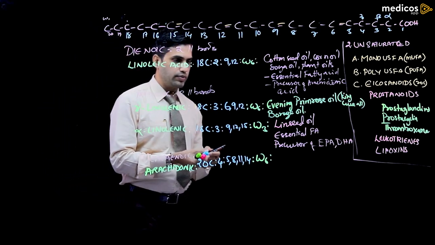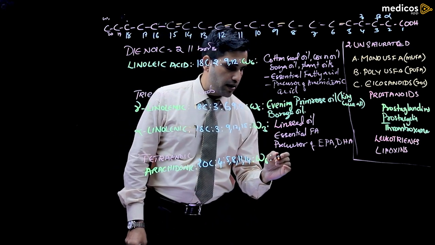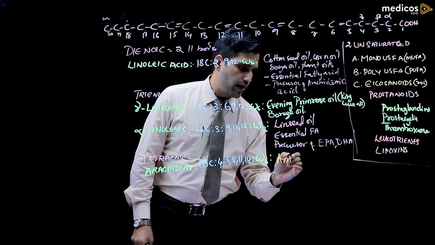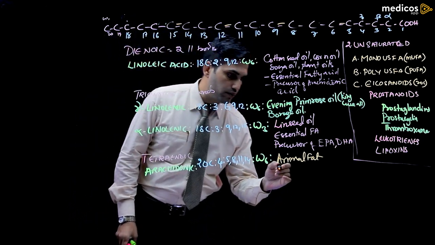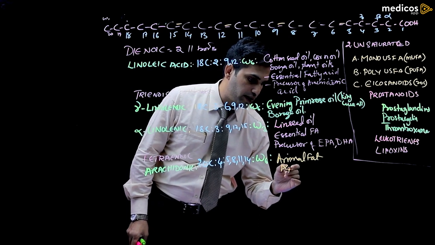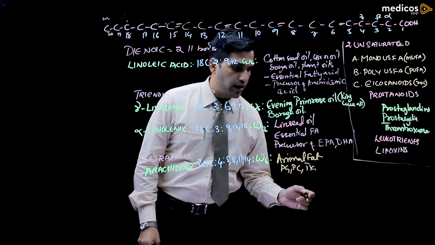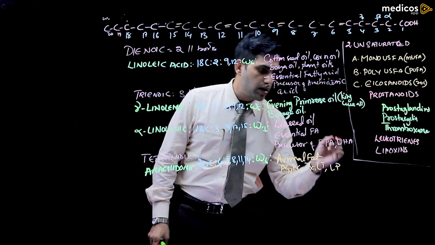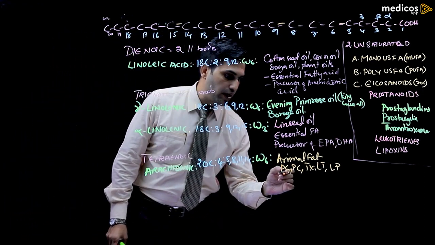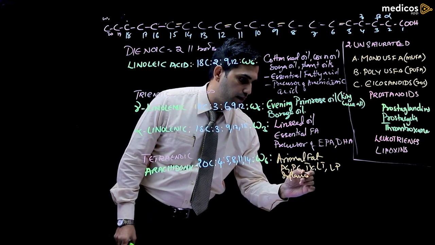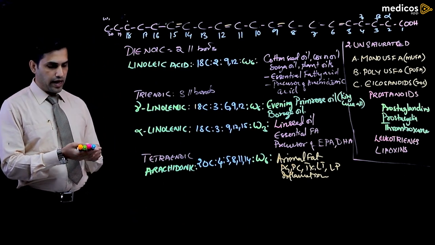Where is this arachidonic acid present? It is present in animal fat, plasma membrane, everywhere. Arachidonic acid forms prostaglandins, prostacyclins, thromboxanes, then leukotrienes, lipoxins, all these are formed from arachidonic acid. It plays a major role in inflammation. All right, so that is arachidonic acid.